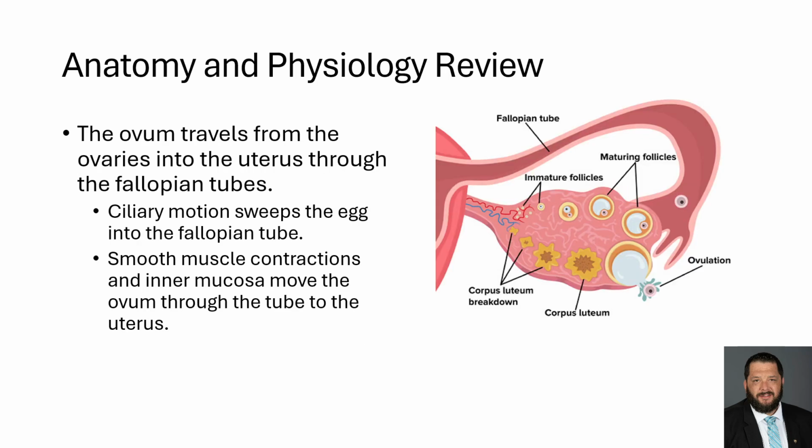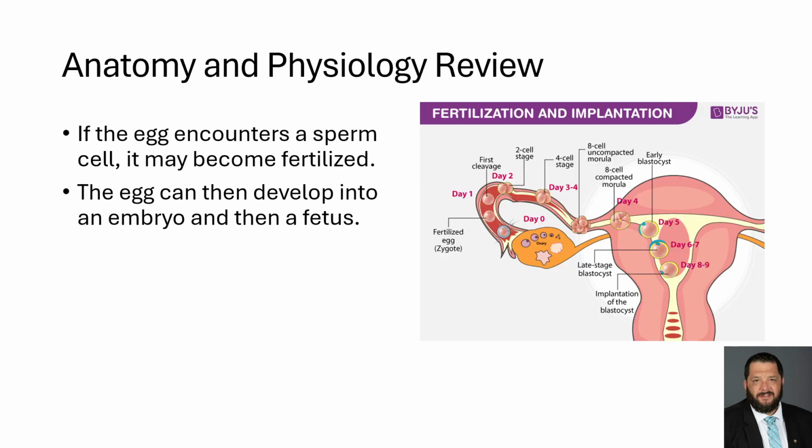During the maturation phase and menstruation cycle, once the follicle has transitioned into the ovum and is released, it's swept into the fallopian tubes by ciliated cells at the end of the fallopian tube, which move it into the fallopian tube, and then smooth muscle contractions in the inner mucosa move the ovum through the tube into the uterus. This process is not instantaneous, and it actually takes several days from release of the ovum for it to actually make its way into the uterus.